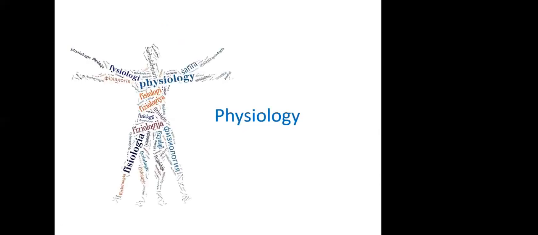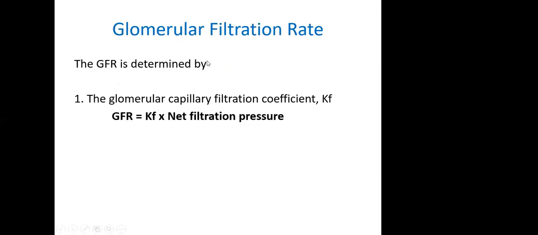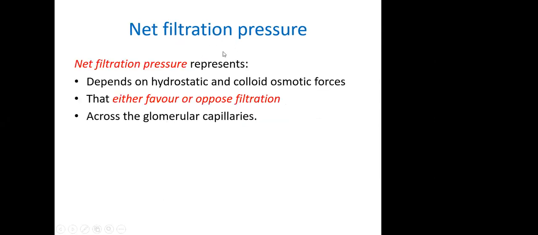Before going to the pathophysiology, let us briefly know about the physiology of renal function, so that we can better understand the pathophysiology in urinary tract obstruction. So what is glomerular filtration rate? Glomerular filtration rate is calculated by a formula using the net filtration pressure and Kf. Kf is a coefficient and it is a constant factor. So what is net filtration pressure?